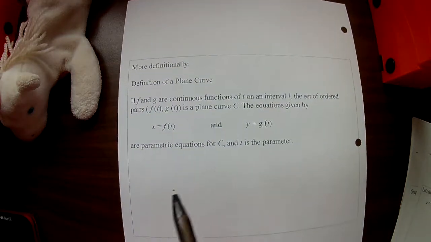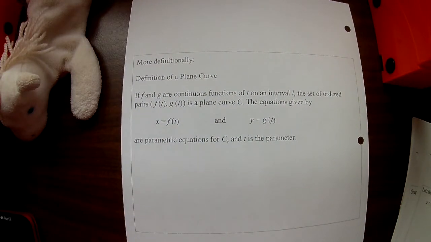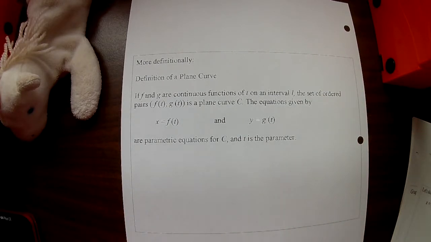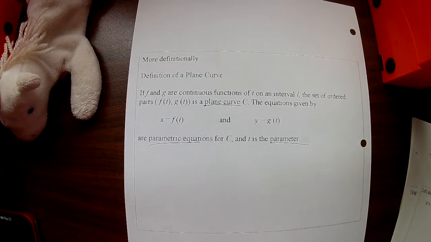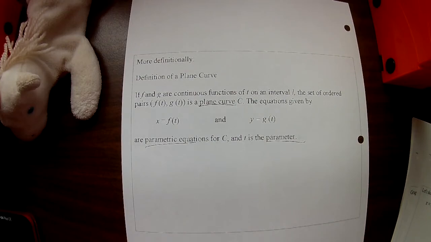So, the definition of a plane curve: if f and g are continuous functions on an interval I, the set of ordered pairs f of t, comma g of t is called a plane curve C. The equations given by x equals f of t and y equals g of t are called parametric equations for C, and t is the parameter. Bunch of vocab words in there: plane curve, parametric equations, parameter. All of those are important to know. They look a little intimidating right now, but trust me, they're not that intimidating.